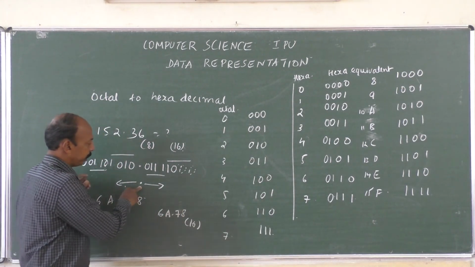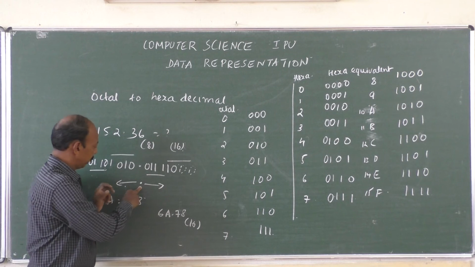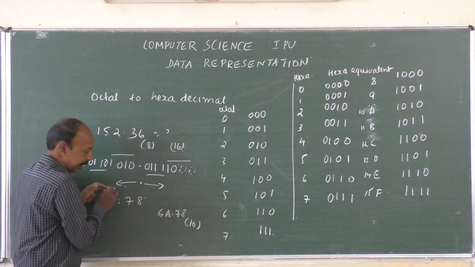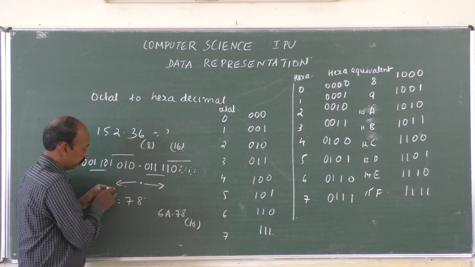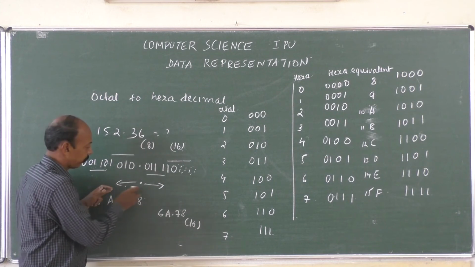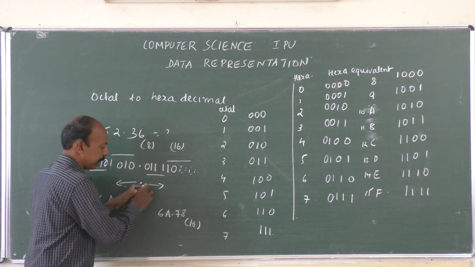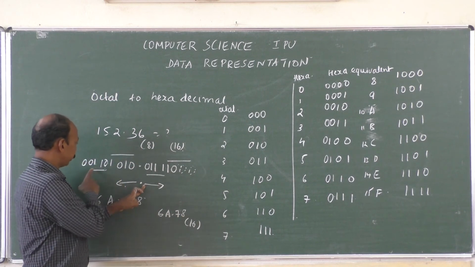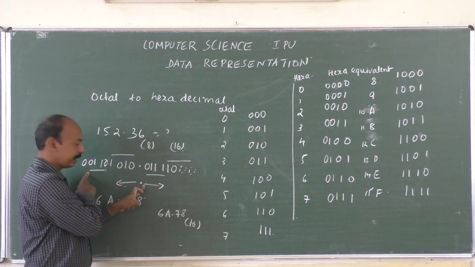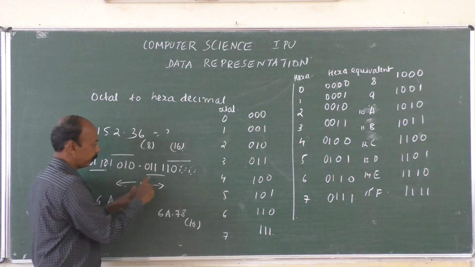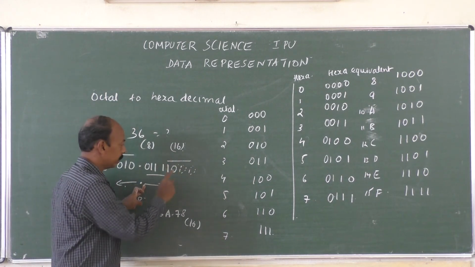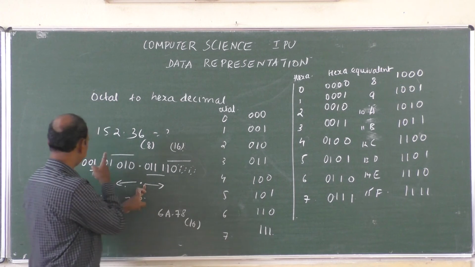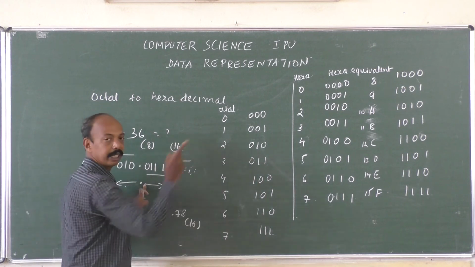Be careful when there is a point. To this direction, MSB direction, in case of integers; in the fractional side, from the point in the other direction we have to group. If there are not enough zeros to the left side, add 0 to the left side. And in the fractional part, we have to add 0 to the right side. So here it is to the left side, here it is to the right side.